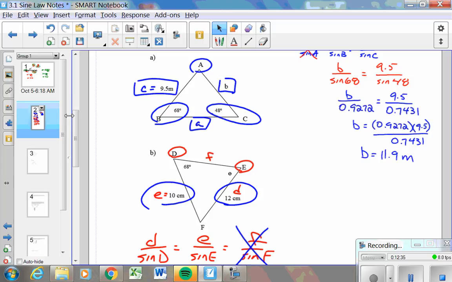I'm going to stop it here and give you a chance to do the next couple of examples on your own, and then from there we should be able to do a worksheet.